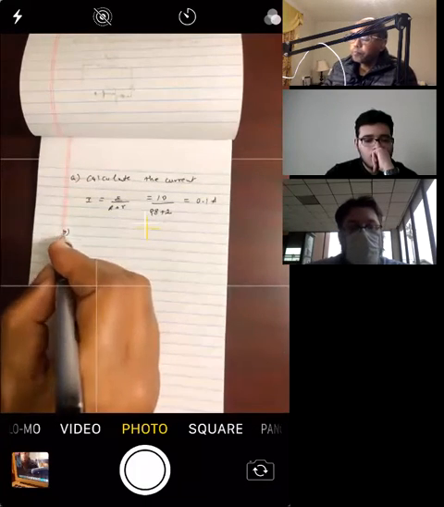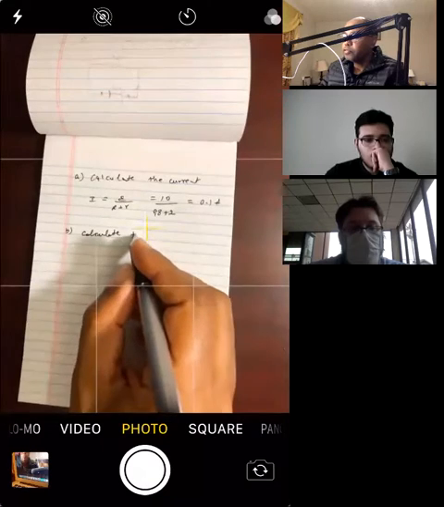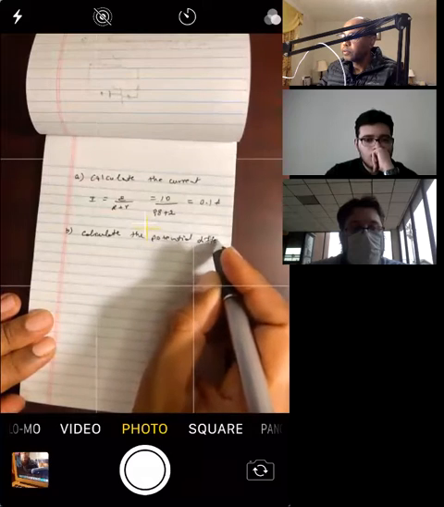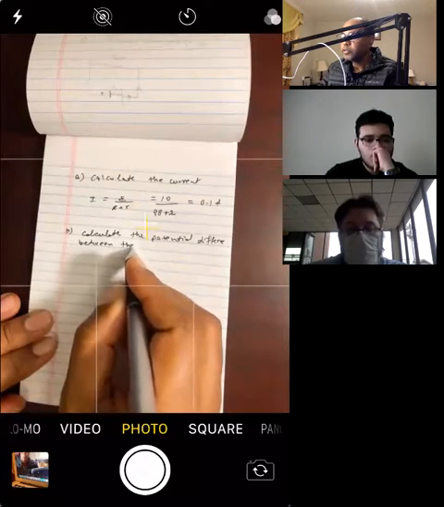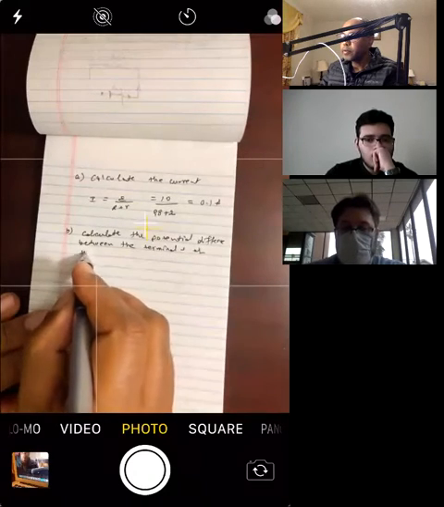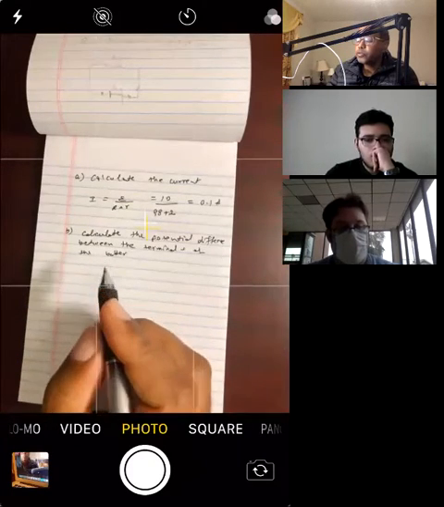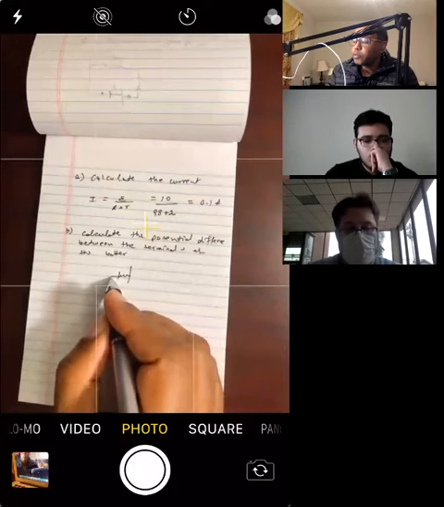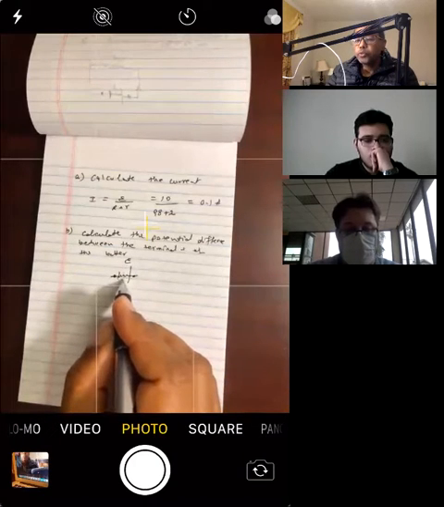Now, B, let's say, calculate the potential difference between the terminals of the battery. Okay, so this is the EMF of the battery minus the potential drop across the internal resistance, okay? So that's what you have over here. You got the internal resistance over here. So we're looking for the potential in these two points. So that's EMF minus the potential drop in internal resistance, okay?